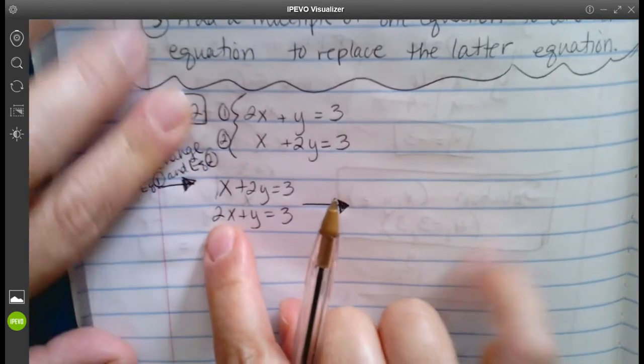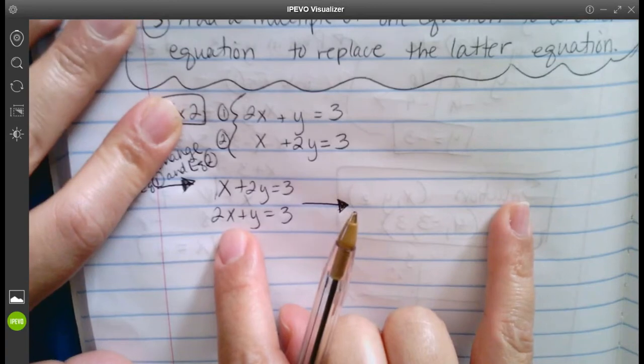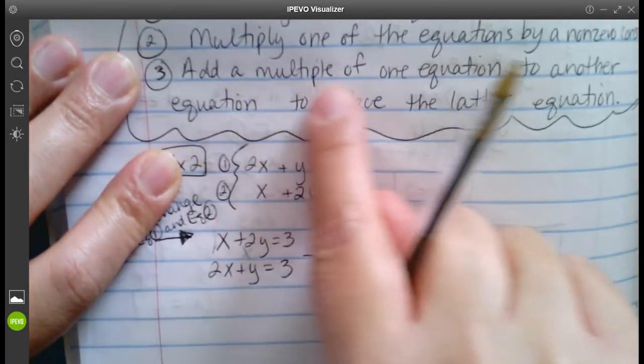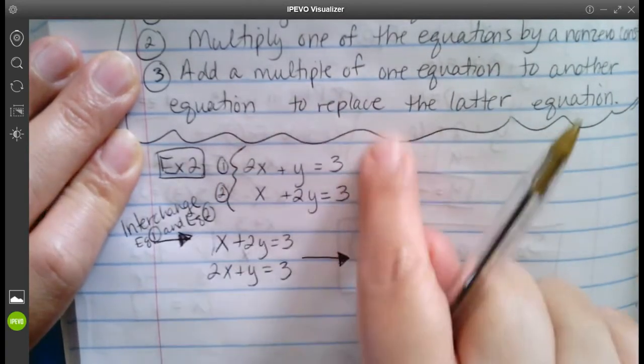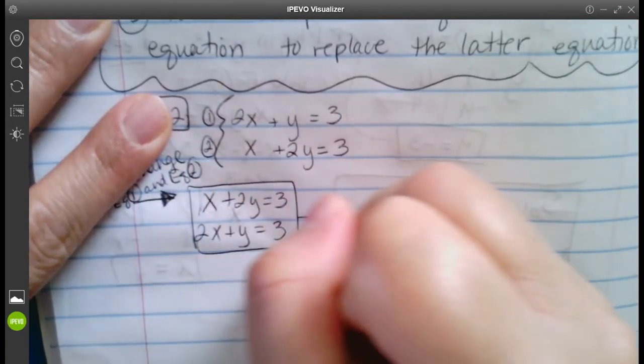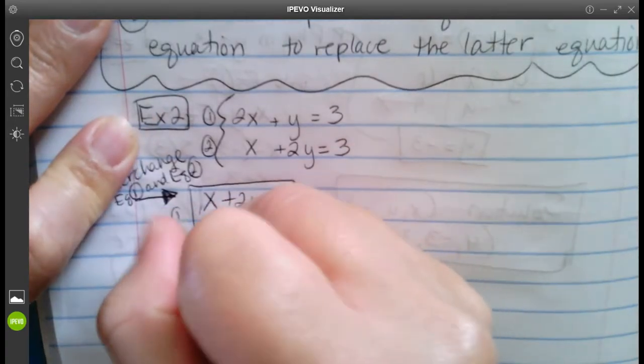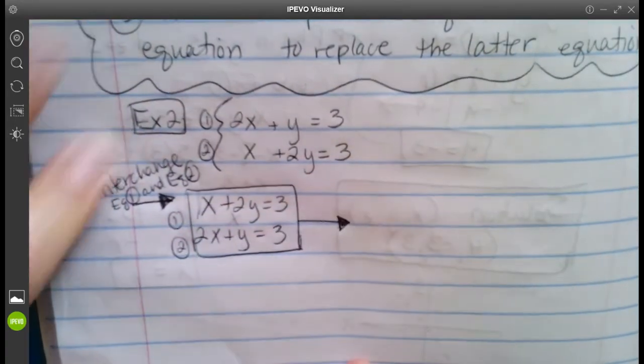So to get rid of 2x, you would have to have a negative 2x, right? So we're going to use the third thing right here. We're going to add a multiple of one equation to another to replace the latter. And here's how this works. I'm going to box up the system as we go. So this system is what we're using right now. This is equation 1. This is equation 2.